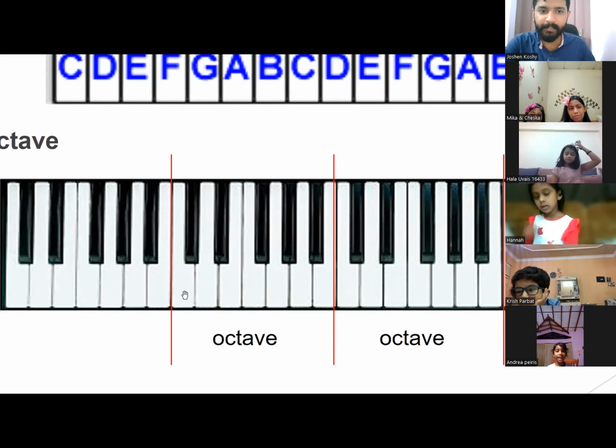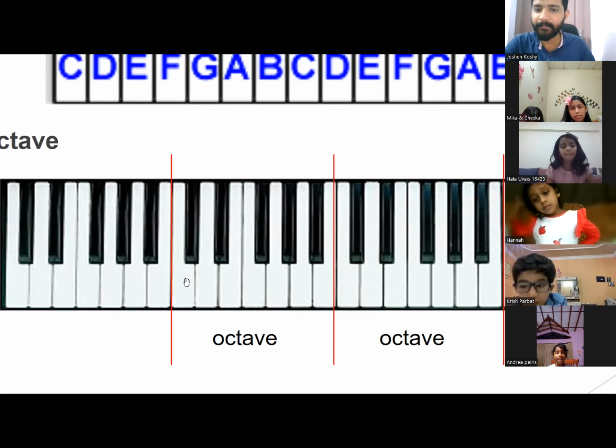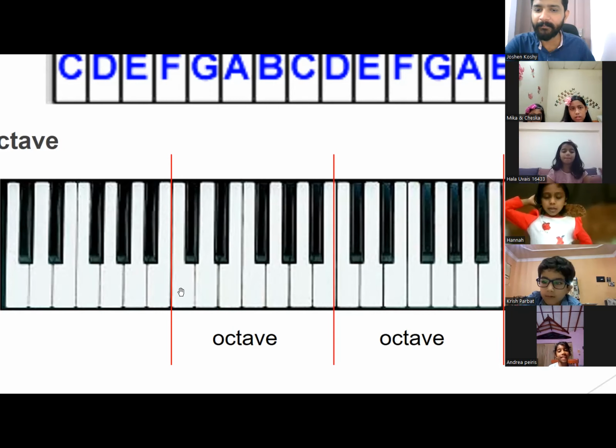Okay, so what is this key? C. C, very good. This one? E. Very good. This one? D. G, yep. This one? B. Very good. And this one?